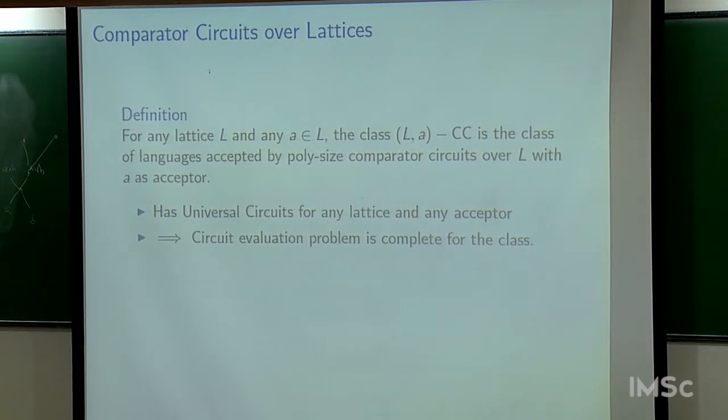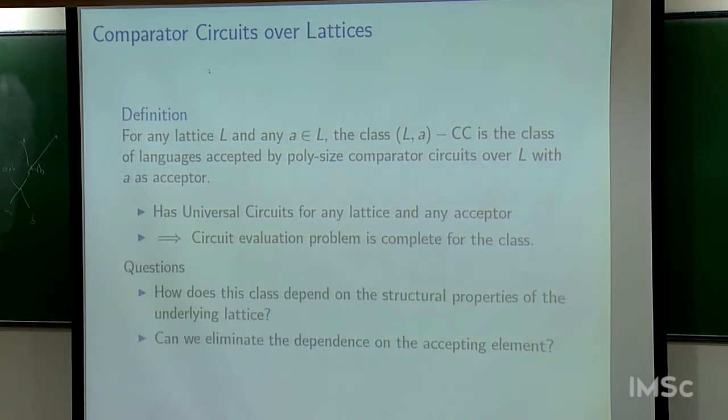And we can actually show that the universal circuit family given by Cook et al. works for any lattice and any accepting element, which implies that the canonical circuit evaluation problem is complete for these classes. So the interesting questions are, how will this depend on the structural properties of the underlying lattice, and is it possible to always eliminate the dependence on the accepting element?